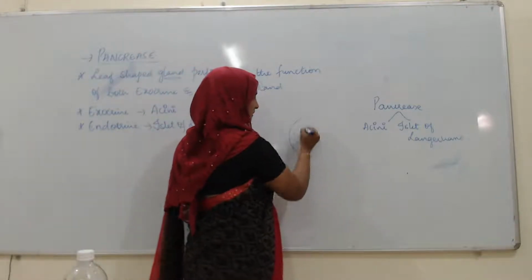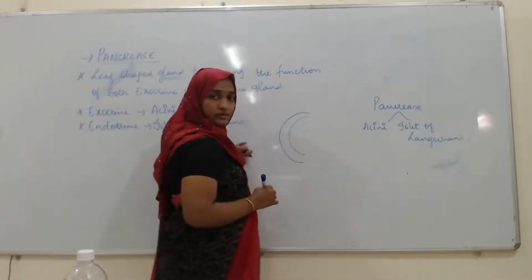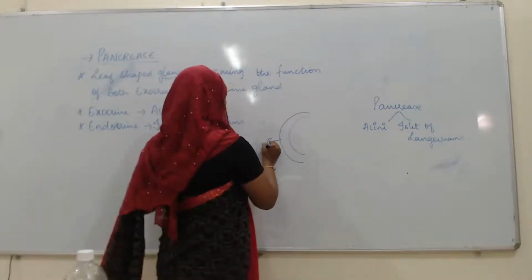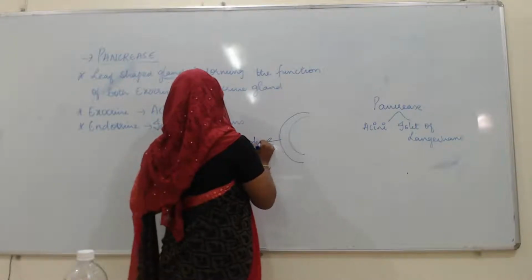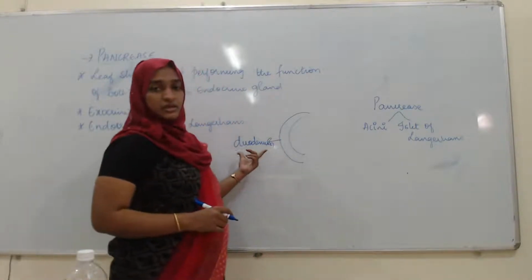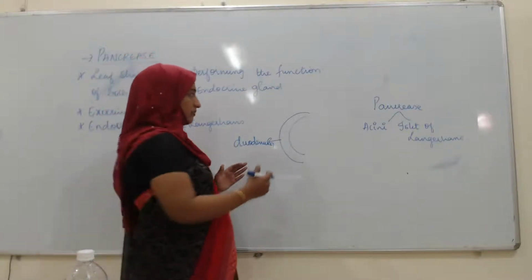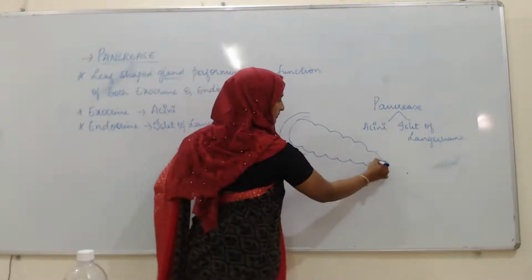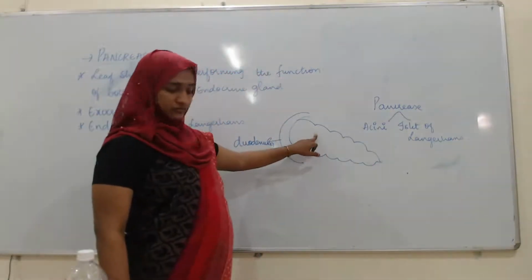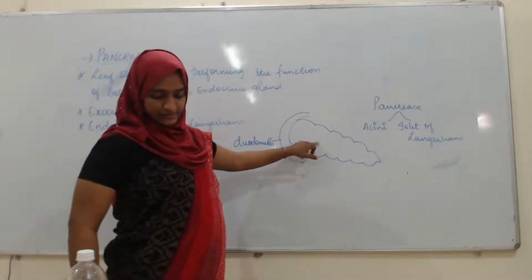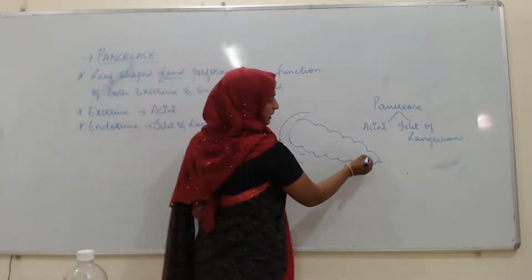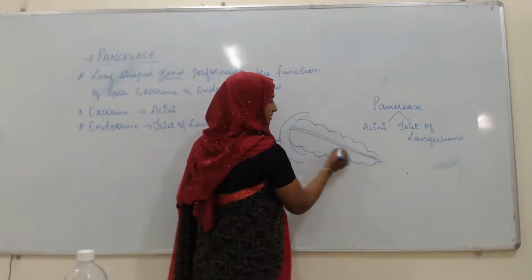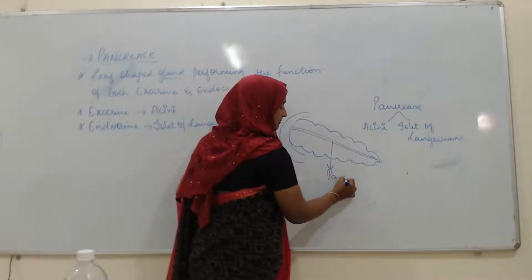This is the duodenum. Okay. Here there will be the stomach, and this is the duodenum, and here in the duodenum below the stomach there is the presence of a leaf-like structure, and this leaf-like structure we can call the pancreas. And inside this there is the presence of one duct, and that duct is known as the pancreatic duct.